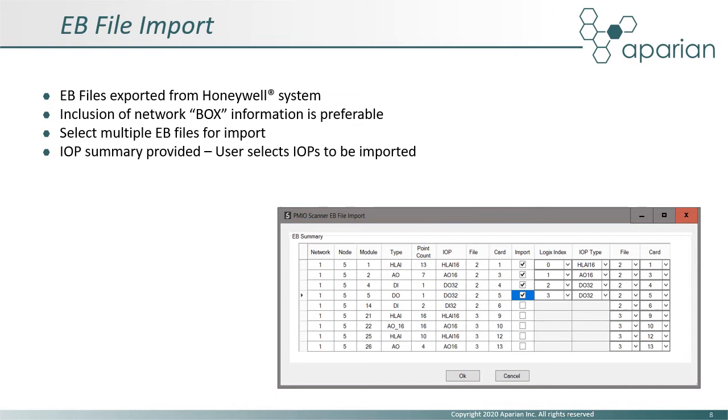When adopting the EB file import approach, multiple EB files previously exported from the Honeywell system can be imported into the Slate configuration software. An EB file summary is created, and the user need only select which IOPs should be imported. All the IOP's general configuration and per point or channel configuration is automatically included.